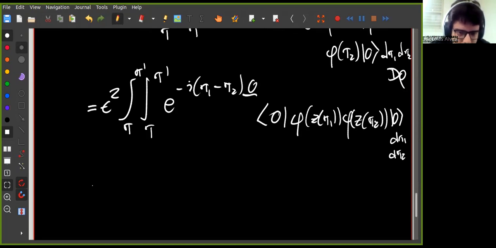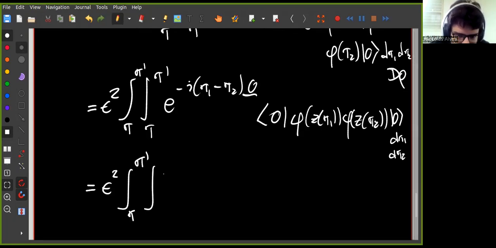Now we can rewrite this by a change of variables as 2 times the integral from tau to tau prime, and the second integral, let me find it here.